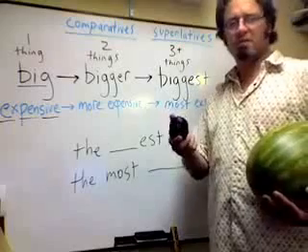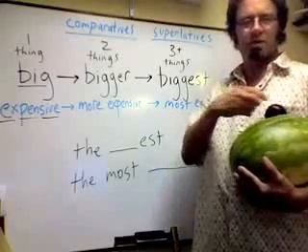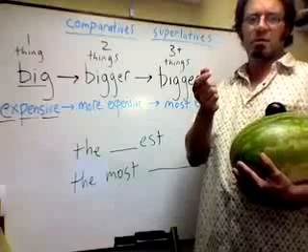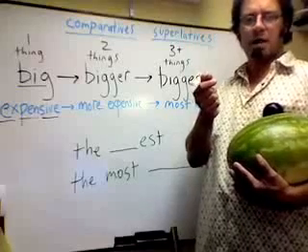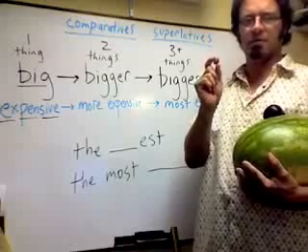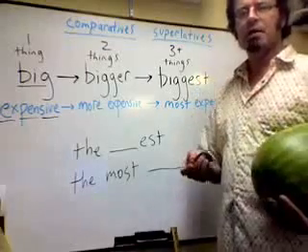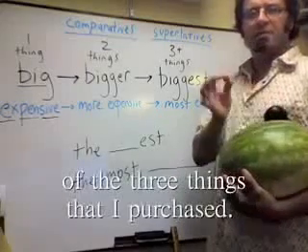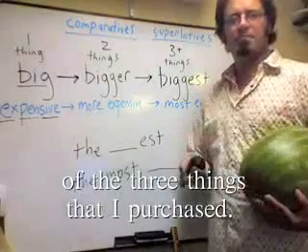The plum was about 40 cents. And the grape, well, I got this in a bunch that cost $2 or $3 a pound. So this one grape might be a few pennies in cost. So the watermelon is the most expensive of the three things that I purchased.